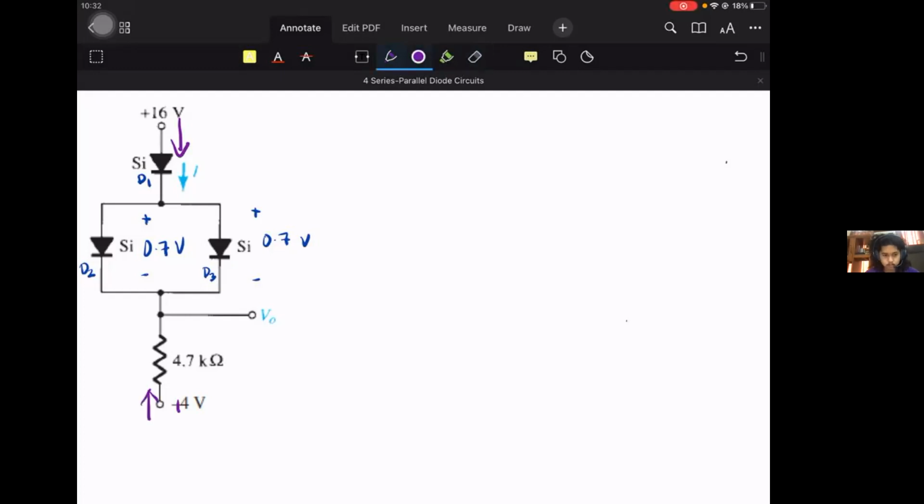So mag-away sila ni 16 volts. Dire, plus negative, turn on. Dire, no? So doesn't take that route.